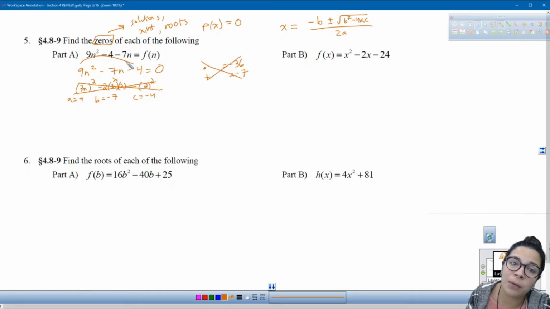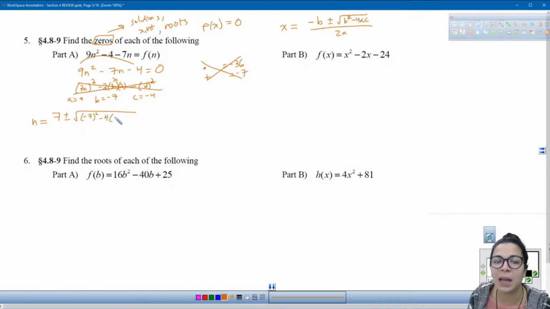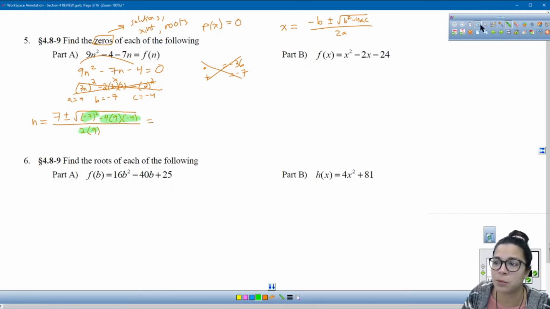Now, the variable for this question is not actually x, it's n. So I should really write n equals, and then -b, -7 is +7, plus minus the square root of b, -7 squared, minus 4 times a, which is 9, times c, which is -4. And this is all over 2 times the a value, a is 9. Now we're going to simplify by terms. Simplify this term, simplify this term, simplify the bottom term. So we have 7 plus minus.